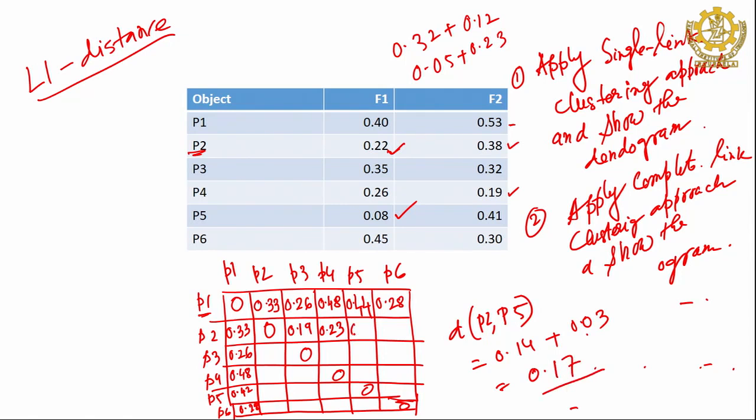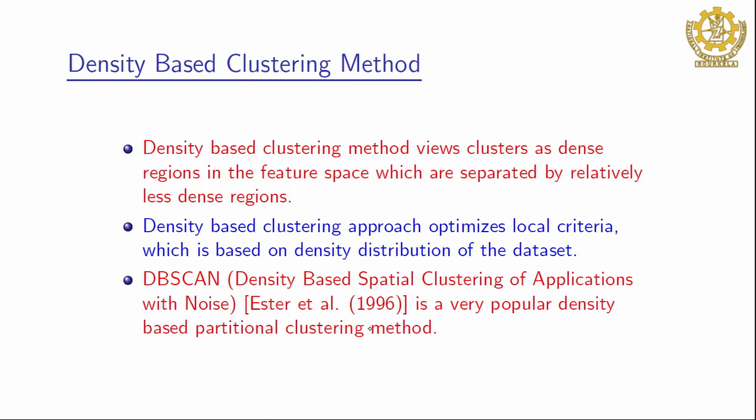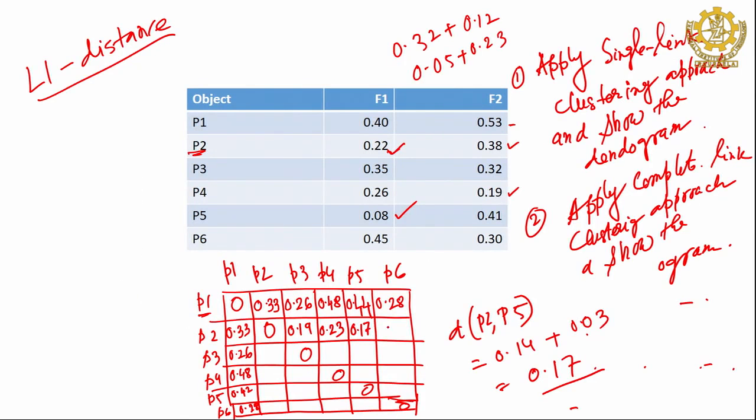So this is 0.17. Then P2 P6, P2 P6 is 0.05 plus P2 is 8, so 0.13. So this will be 0.19, 0.23.